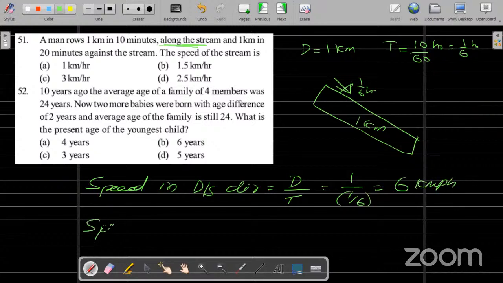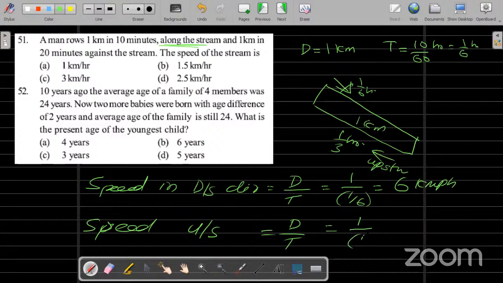And the speed in the upstream direction, the opposite direction. In the upstream direction, he takes 20 minutes. 20 minutes means 20 by 60 hours, that is 1 by 3 hours. He will be moving against the stream, in the upstream direction. Time is 20 minutes, which means 1 by 3 hours. So the speed is distance by time. Distance again is 1 kilometer, time is 1 by 3 hours. That is equal to 3 kilometer per hour.